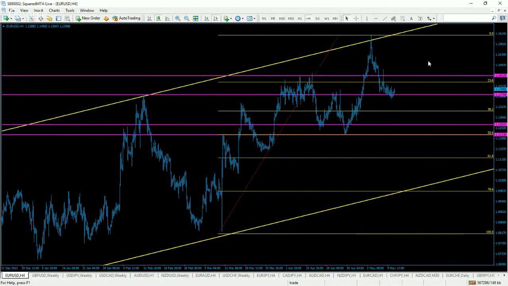So again, for now, it's really a question of waiting to see which way we break. If we do get down below this level, then clearly I'm going to be targeting a move down into this channel support, around the 78.6% retracement from the March low. So that's what I'm looking at with the euro dollar.